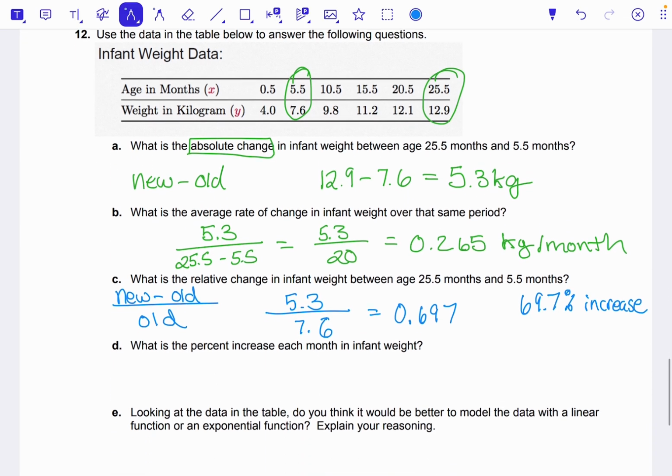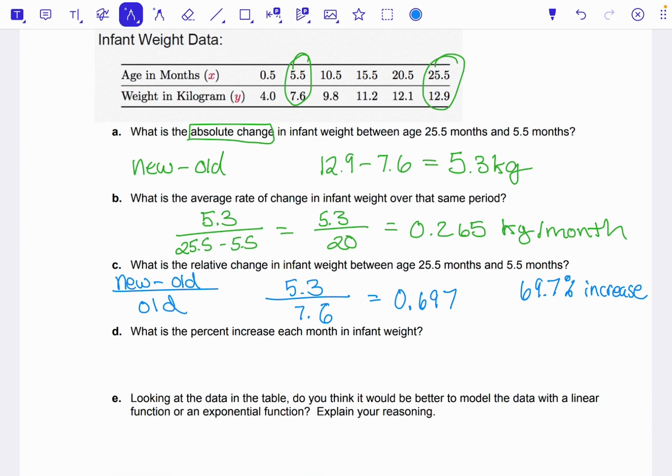Now, that's different if I want a monthly increase. So in that case, we actually sort of want the growth factor. So we don't want the percent change. This was like our percent change. We want sort of the total percent more. So we end up taking that newer value. So new divided by old. So the 12.9 divided by the 7.6.